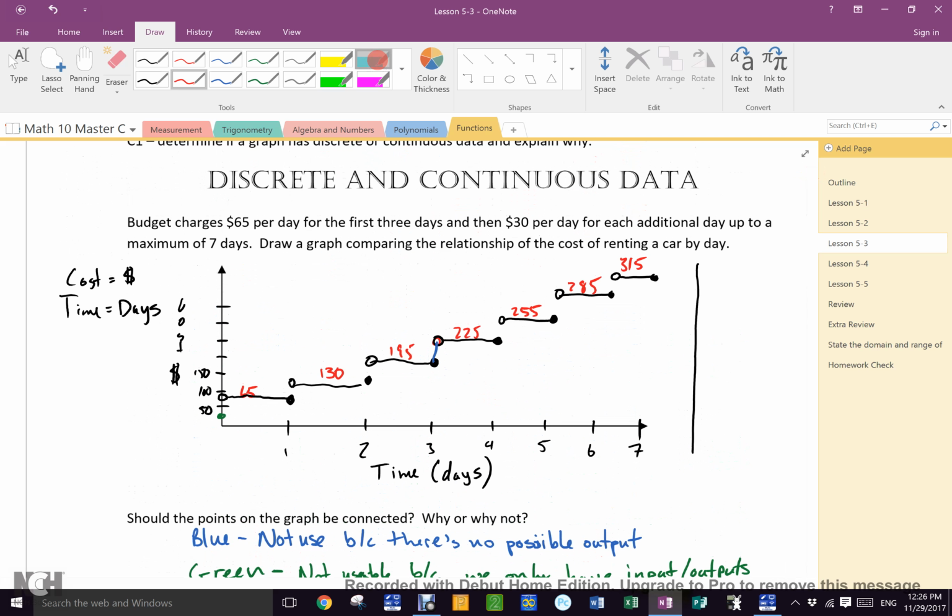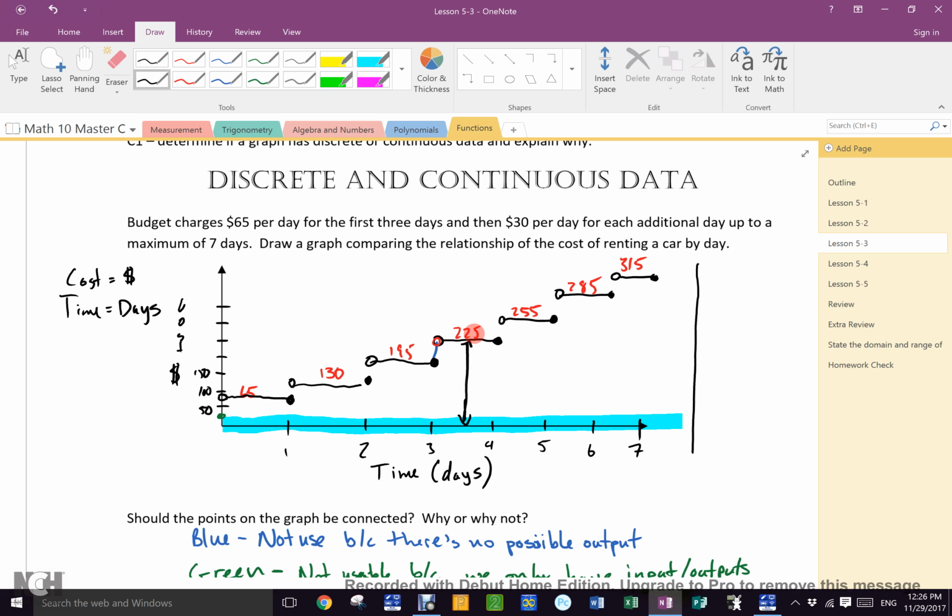When I do the domain, which I'm going to use blue highlighter for, because I do my domains in blue, every one of those values is included, isn't it? If I ask you, hey, Brianna, you want to rent the car for 3.5 days. There's 3.5, yes? Is there an output for 3.5? Yes. How much is it? 225. You with me? Okay.